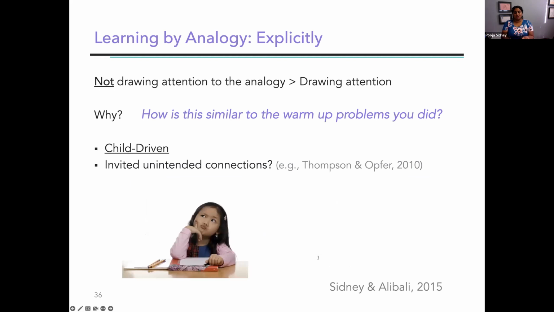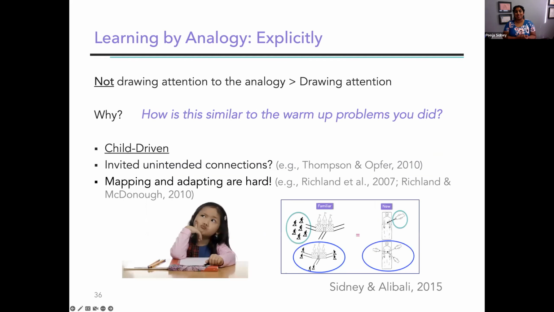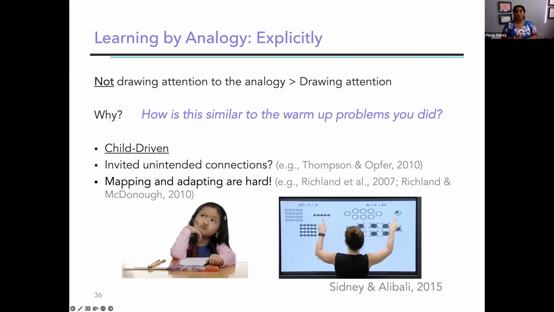So, these errors show us that mapping and adapting are really hard. And it may have been that, if we had shown students how to map the analogy, that might have been much better than what we did in the study.